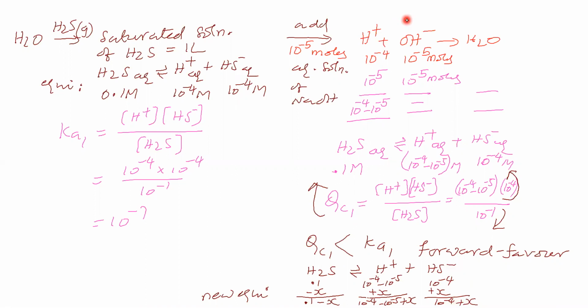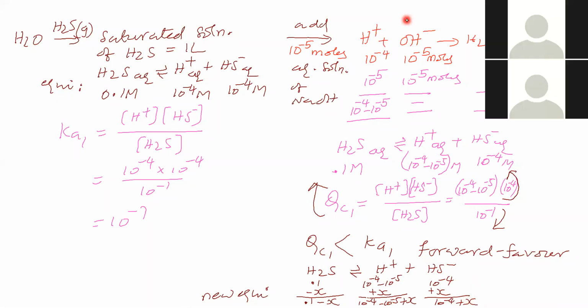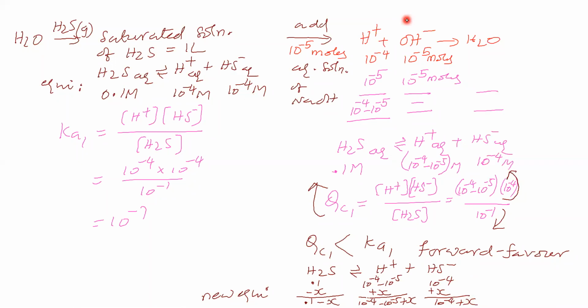The concentration of bisulfide here and here is different. Due to addition of sodium hydroxide, shall we say? So due to addition of sodium hydroxide, the concentration of HS minus ions is changed. Due to addition of sodium hydroxide, equilibrium is disturbed. Therefore, the system favors forward, so the equilibrium concentrations become different. Here the HS minus concentration is high. Here the HS minus concentration is low.